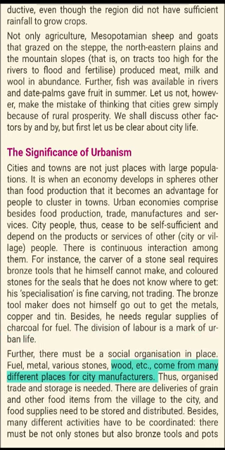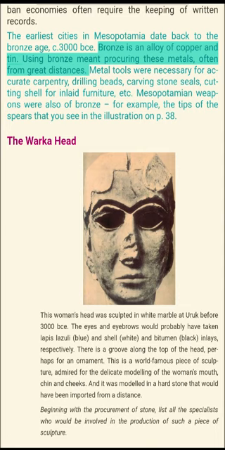Further, there must be a social organization in place. Fuel, metal, various stones, wood, etc., come from many different places for city manufacturers. Thus, organized trade and storage is needed. There are deliveries of grain and other food items from the village to the city, and food supplies need to be stored and distributed. Besides, many different activities have to be coordinated. There must be not only stones but also bronze tools and pots available for seal cutters. Obviously, in such a system some people give orders and others obey, and urban economies often require the keeping of written records.